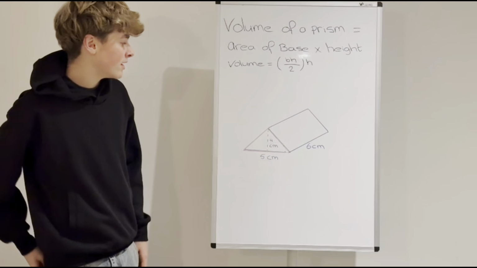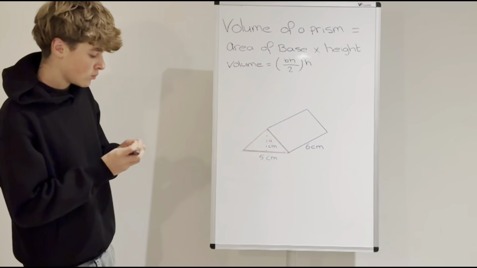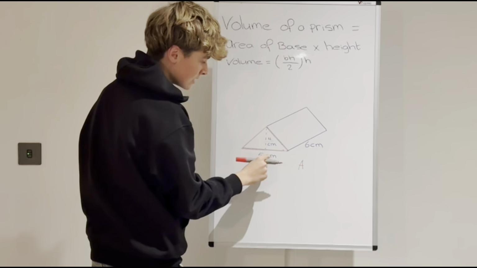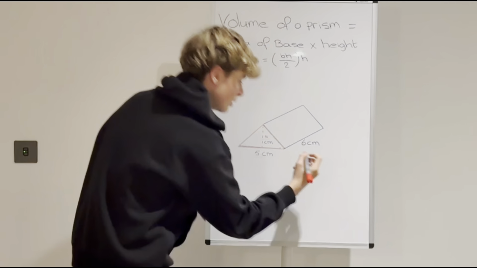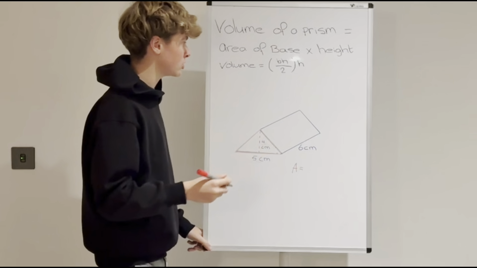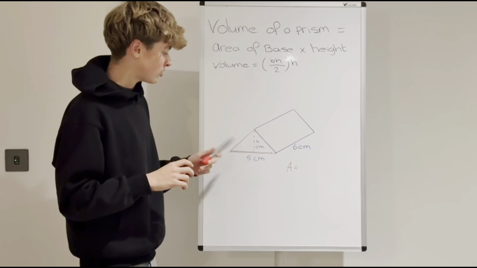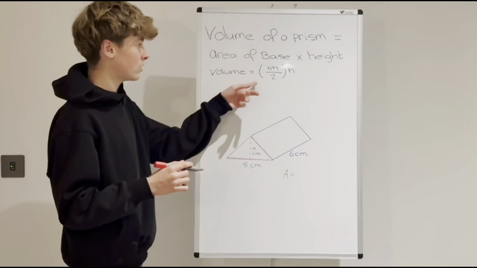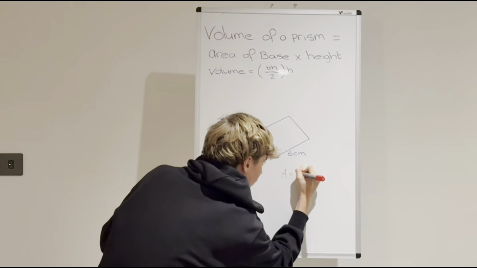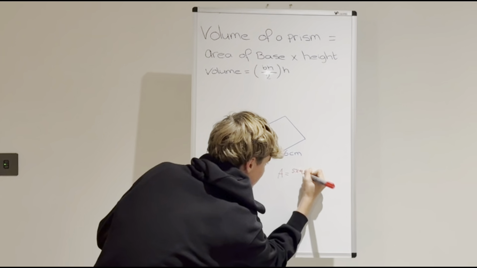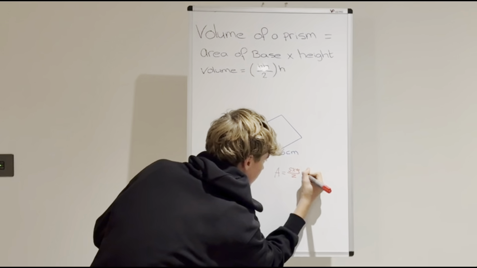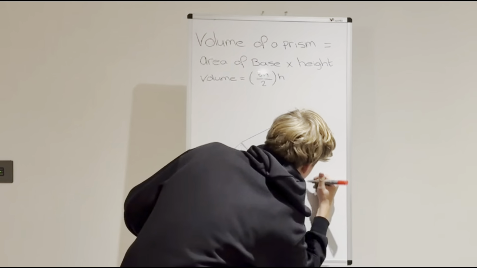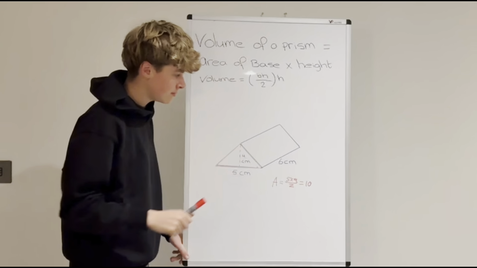To calculate the area of a triangle, what you need to do is the base times the height over 2. Because when you're calculating a rectangle, you just need to do the base times the height. But since a triangle is half the size of a rectangle, you need to do over 2. So you need to do 5 times 4 over 2, which is equal to 5 times 4 equals 20, over 2 is 10. So the area of the base of our triangular prism is 10.